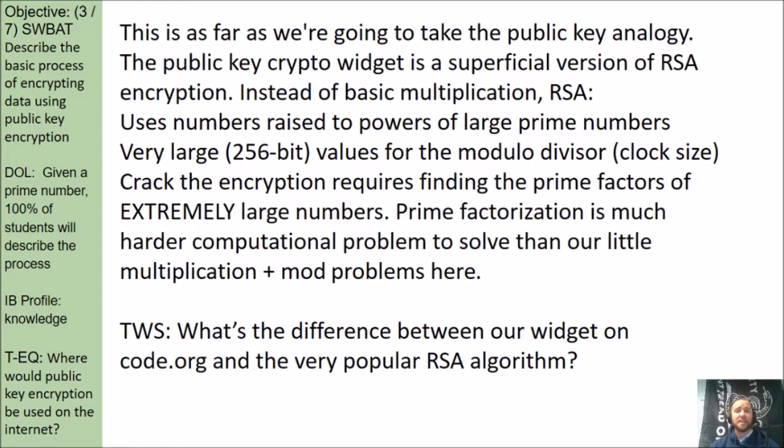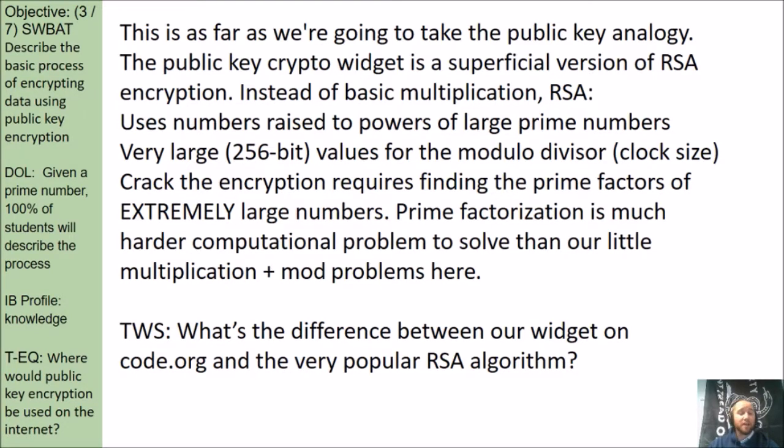This is as far as we're going to take the public key analogy. The public key crypto widget is a superficial version of RSA encryption, and instead of basic multiplication, RSA uses numbers raised to powers of large prime numbers, very large, 256-bit. Prime factorization is a much harder computational problem to solve than our little multiplication plus mod problems here. So needless to say, it does get even more complex. But basically, if you know how to add 2 plus 2, you can add 5,000 plus 2,896, even though those are more complicated numbers.